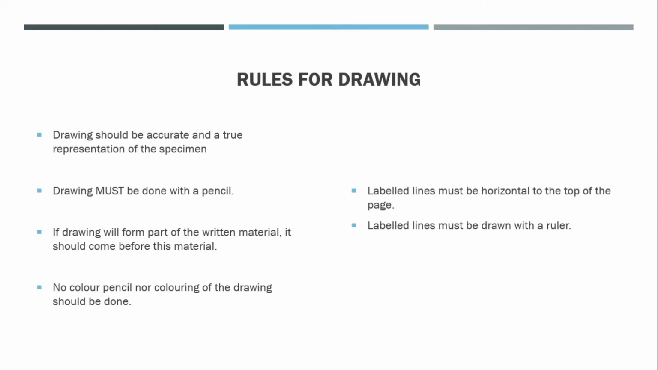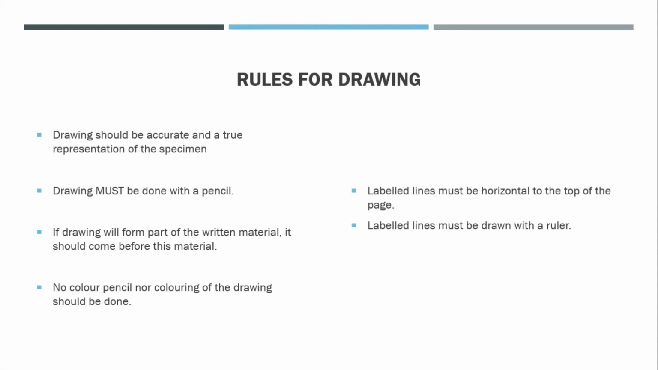Now, rules for drawing. The first rule: your drawing must be clear, accurate, and of course must be a true representation of that which is being drawn. Drawing must be done with a pencil. Your drawing must be done with a pencil. Now, if drawing will be part of what you are writing up, it's part of your observation, then the drawing should come before the content that you are going to write. Now, no color pencil nor coloring of a drawing should be done.